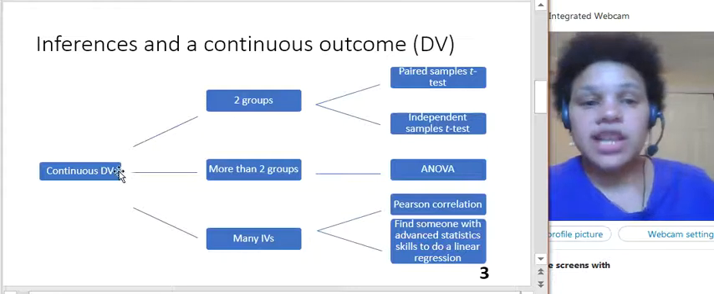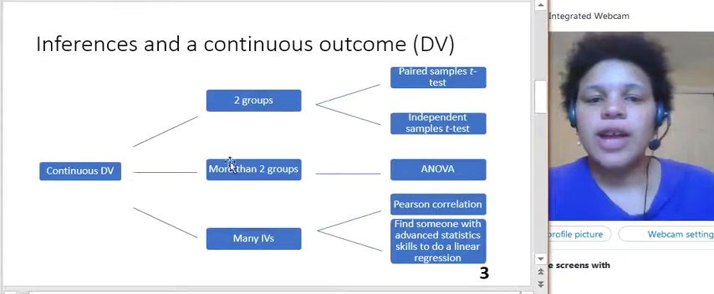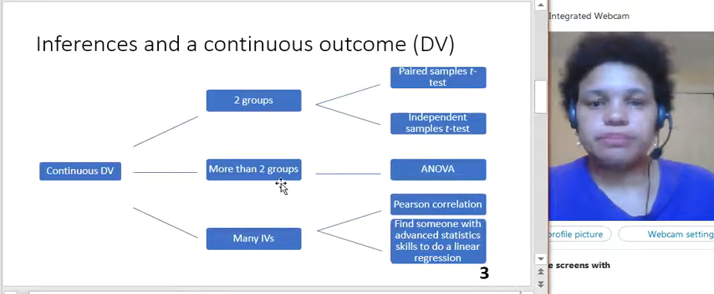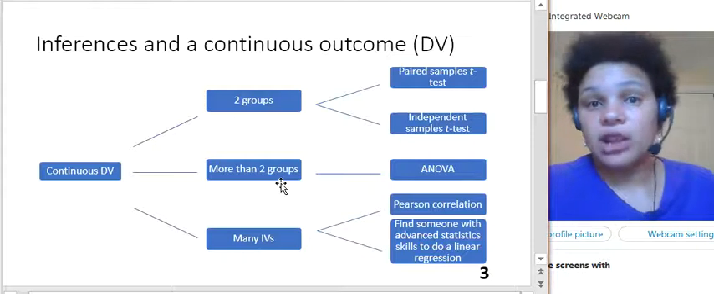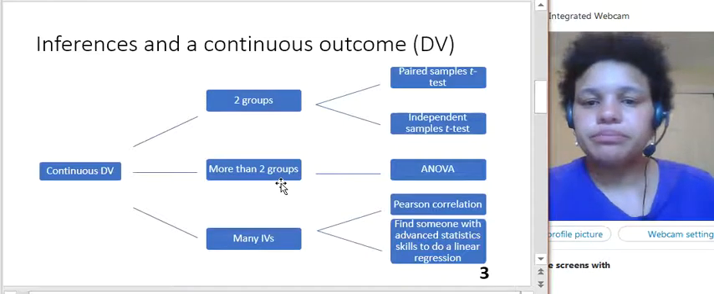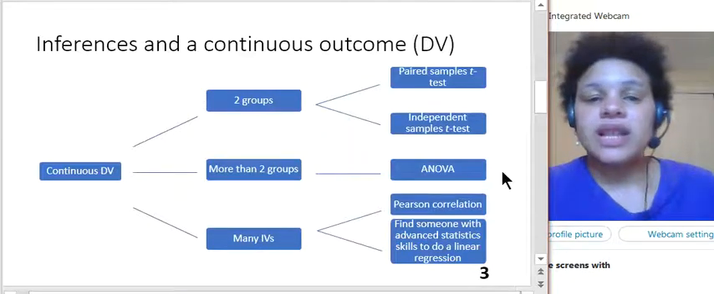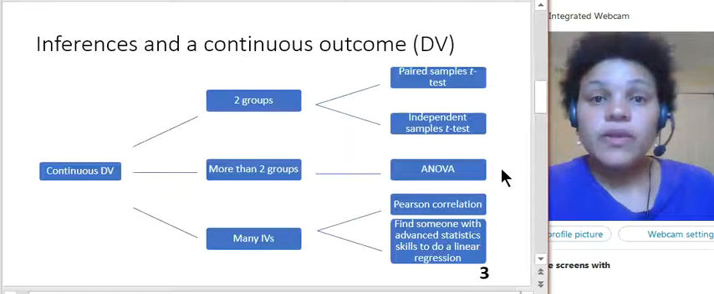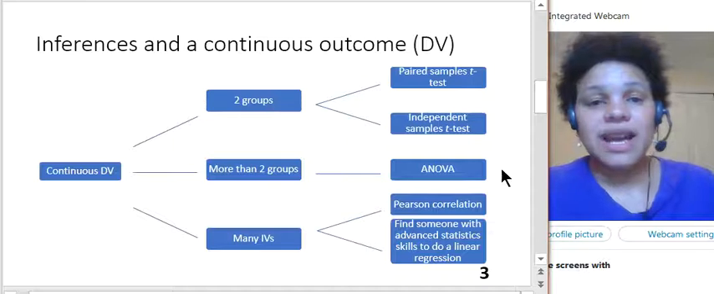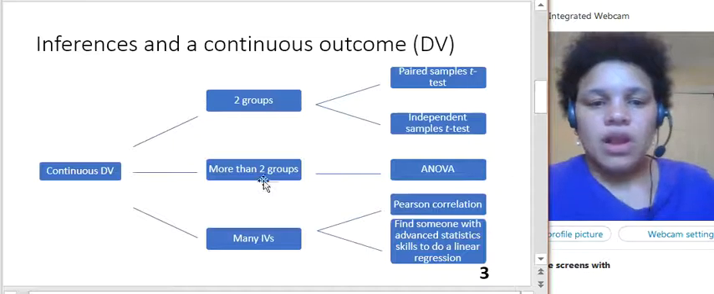Okay. Now, let's say we have a continuous outcome again, and we have more than two groups. Maybe we have a high, a medium, and a low group, for example. The data analytic technique we would use is ANOVA. And ANOVA is the most common analytic technique in counseling and psychology.